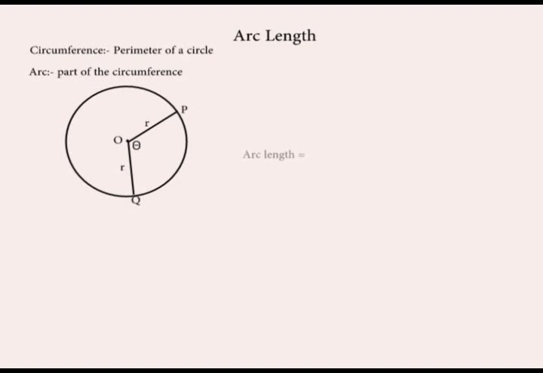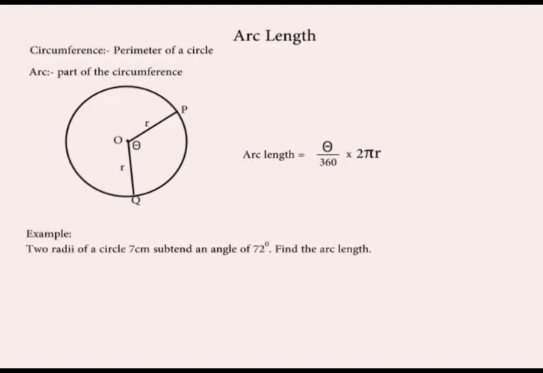The length of the minor arc PQ is given by the formula arc length is equal to theta over 360 times 2 pi r. And so if 2 radii of a circle of 7 centimeters subtend an angle of 72 degrees, then the arc length will be equal to 72 over 360 times 2 times 22 over 7 times 7, and that will give us 8.8 centimeters.